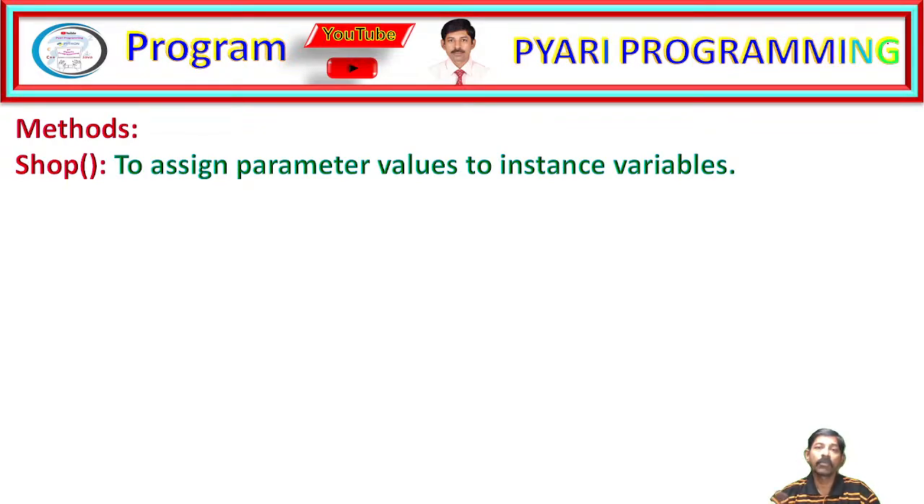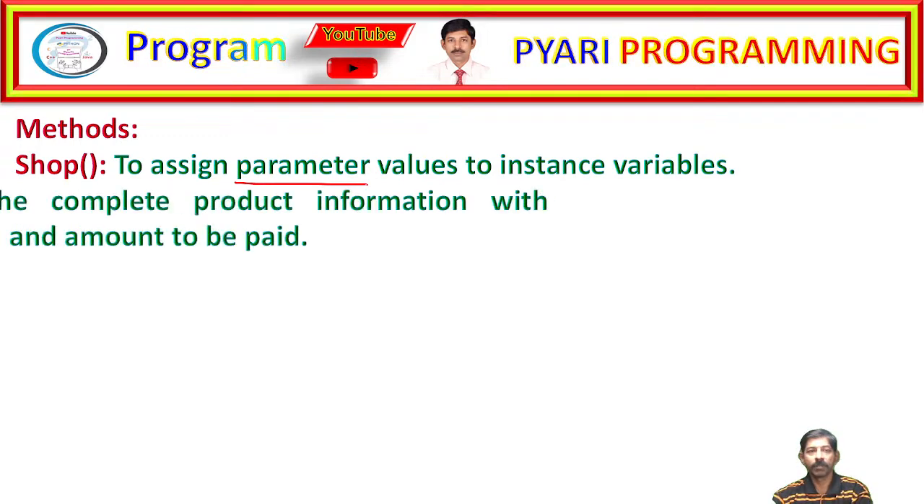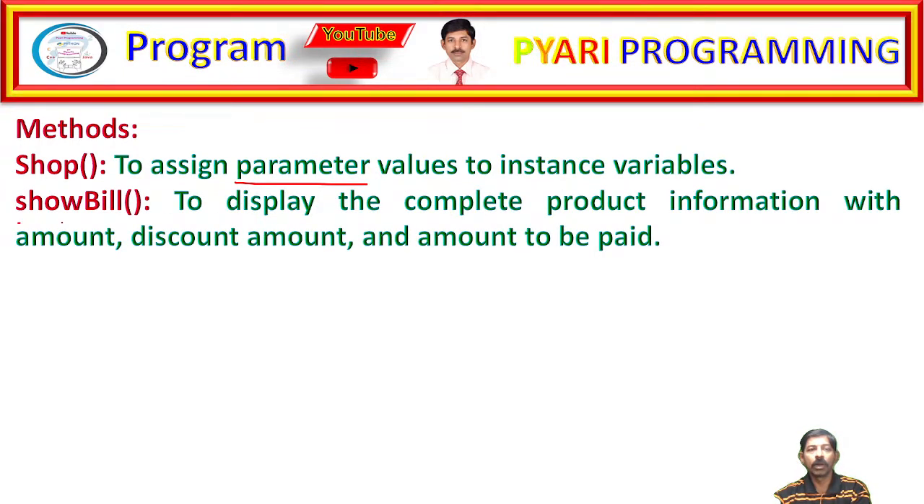Now which type of constructor it is talking about? It is saying that to assign parameter values to the instance variable. That means it is an parameterized constructor. Next, show bill. What is the job of this? To display the complete product information with the amount.